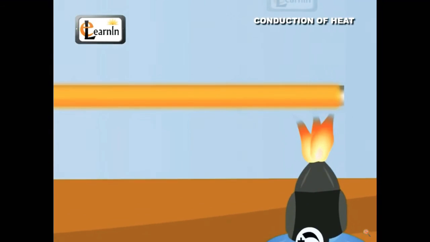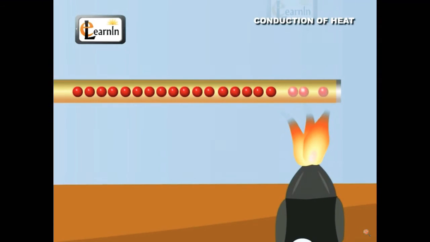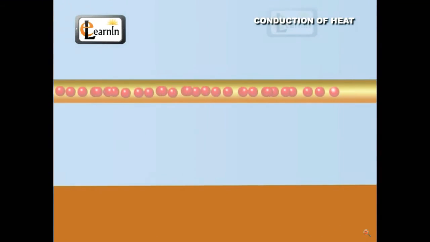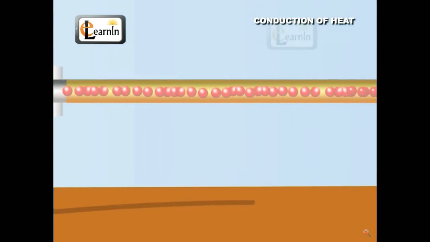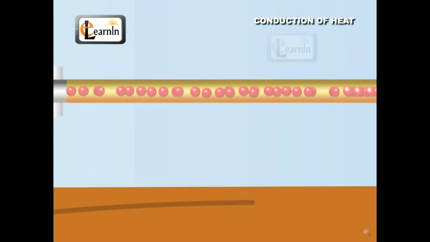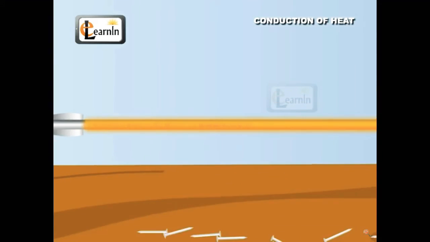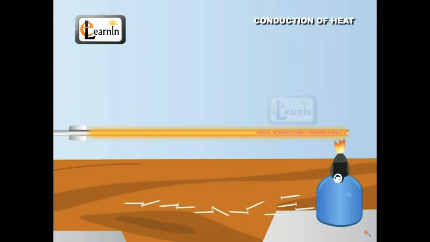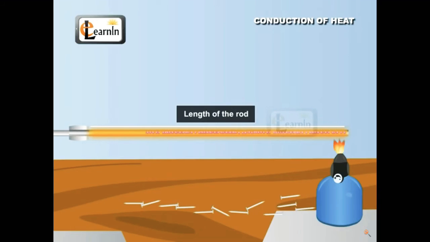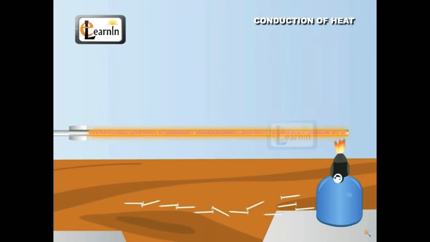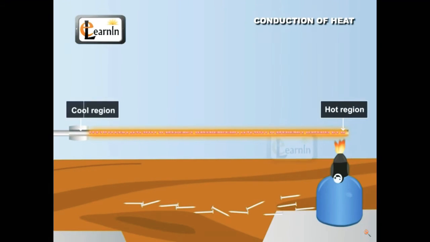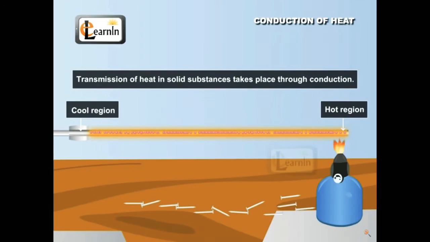We know that in solids, molecules are closely packed, touching one another. When heat is supplied to one end of the rod, the molecules absorb the heat and begin to vibrate vigorously. These vibrations are passed on to the neighboring molecules and make them also vibrate. This phenomenon is repeated throughout the length of the rod. In this way, the heat energy gets transferred from the hot region to the cold region. Transmission of heat in solid substances takes place through conduction.